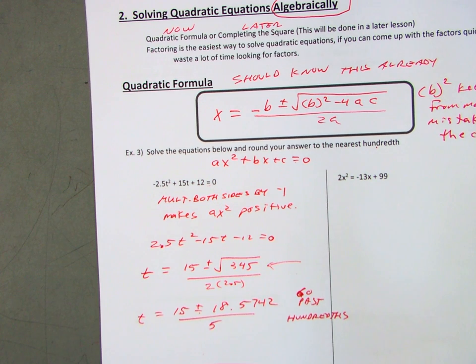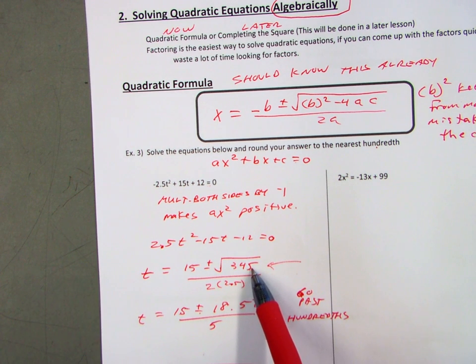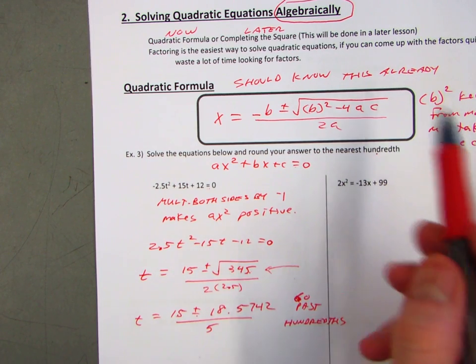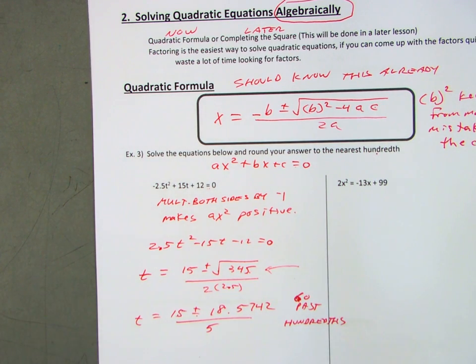Be careful entering numbers in the calculator. Watch your signs. That's where putting the b in parentheses helps out. Watch your signs with a and c.